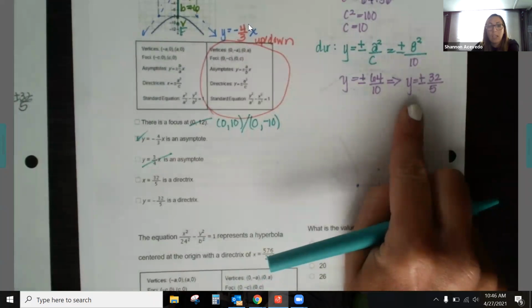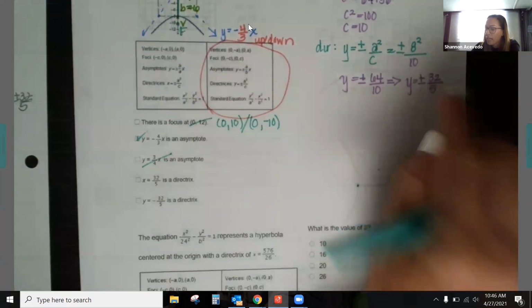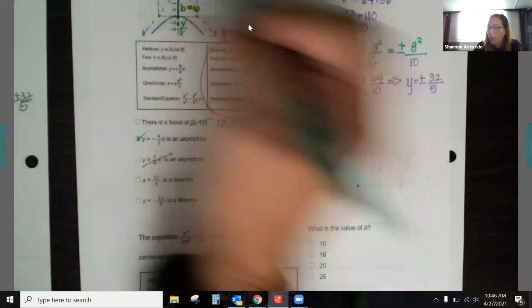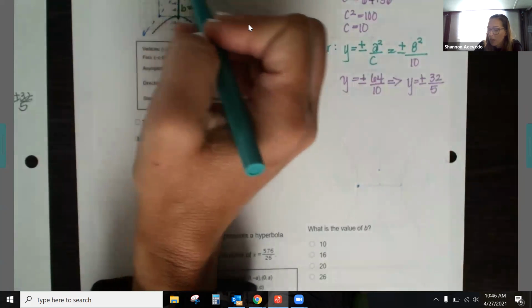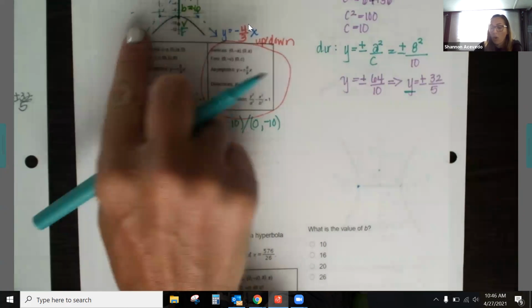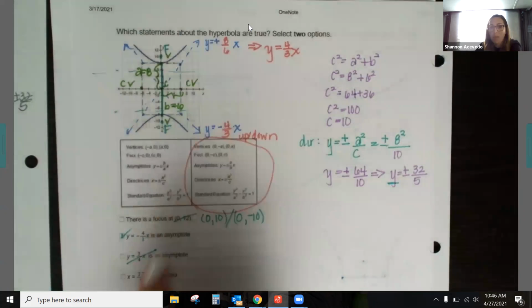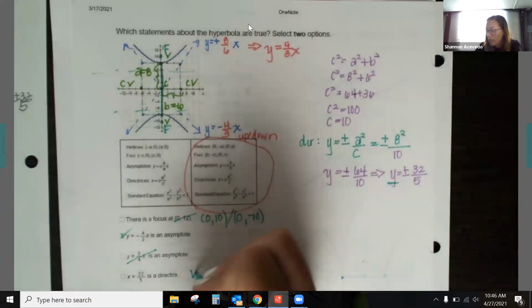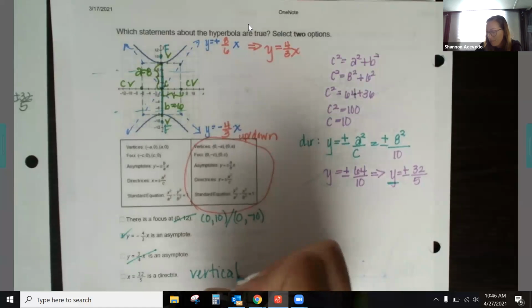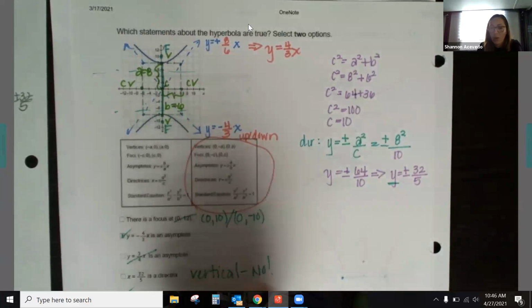My directrix is going to be at y equals a positive 32 or y equals a negative 32, or 32/5. So I'd have one that's going to be up in here and one that's going to be down in here. But it's going to be a y equals. They're both going to be horizontal. This is telling me that I would have a vertical line, and that is not correct. So this is the correct answer.